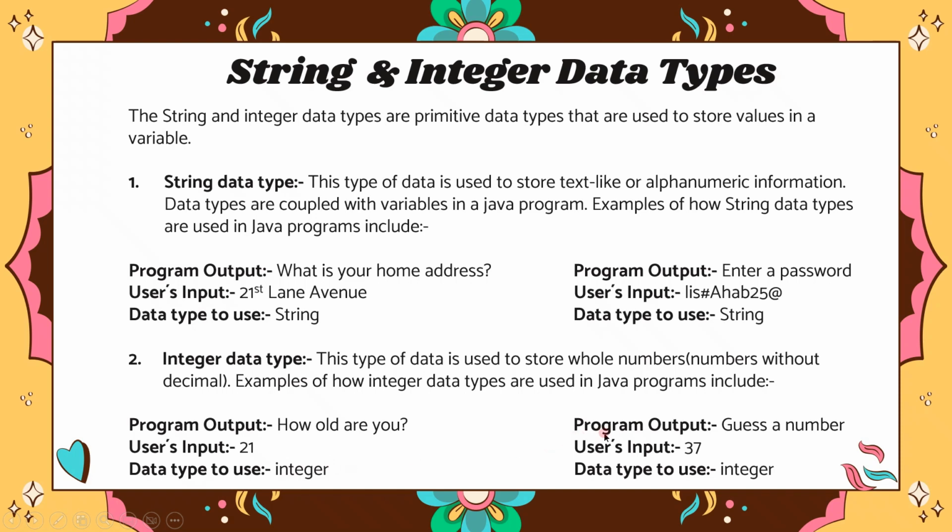Now let's look at the second example. If you ask the user to guess a number, then they're going to be guessing numbers without decimals. And so in such a case, you would specify to the computer that you need the data entered by the user to be numbers without decimals. So that's where you have to specify integer. So integer in Java means it's a type of data where you're requiring the user to enter numbers that do not contain decimals.